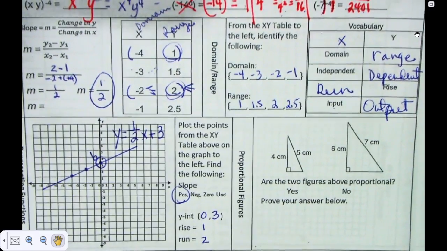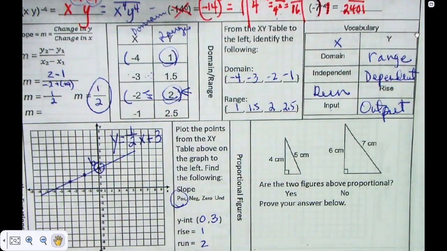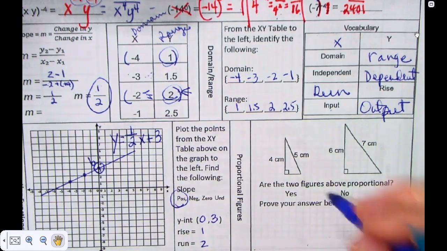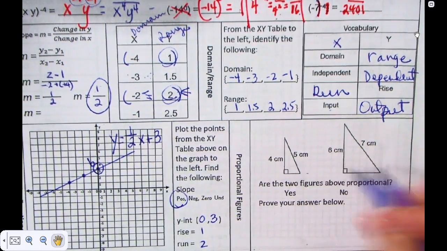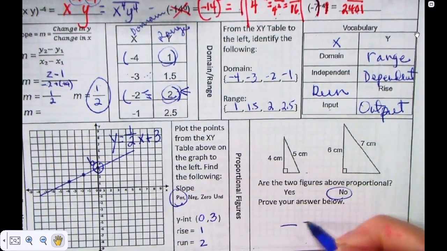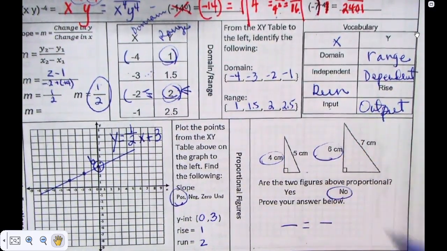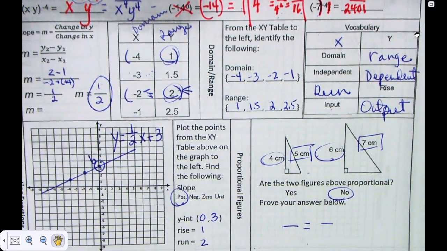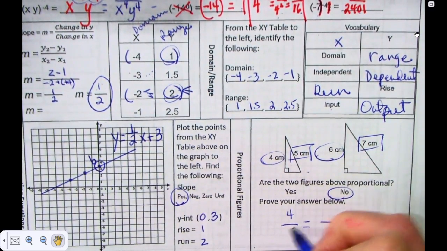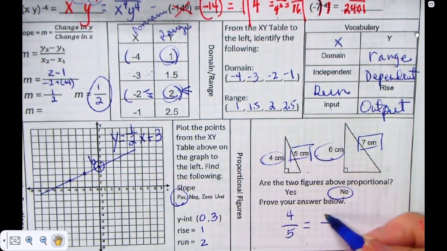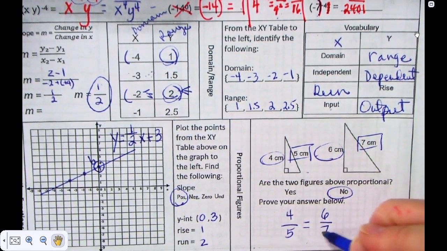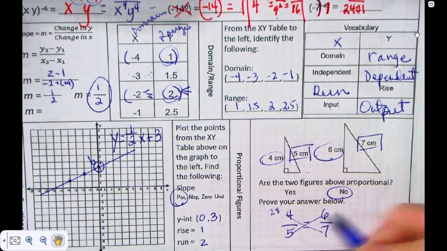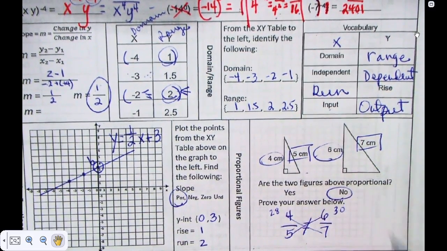Okay, does everybody understand? For all that we've done so far, oh man, you're going to use it next year. You need to start off knowing all that. Okay, are these proportional? Yes or no? No. So let's set them up. Let's circle the 4 and the 6 and put rectangles around 5 and 7. So we're going to put 4 over 5 equals 6 over 7. What's 7 times 4? 5 times 6. So they're not equal. No, not proportional.